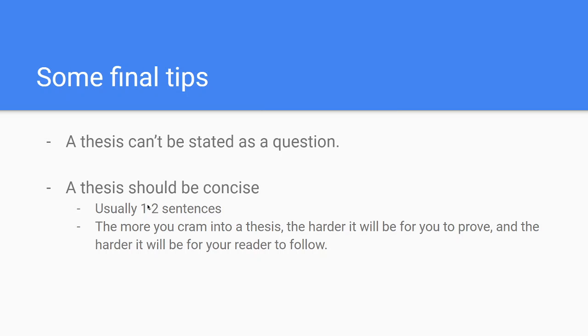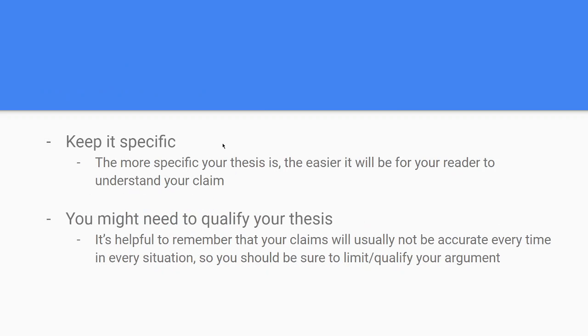When writing a thesis, try to say everything you need to say in one sentence, and then if that sounds too wordy, it sounds too clunky, turn it into 2 sentences. But your thesis should really never be more than 2 sentences, and I think it's best if you try to aim for 1. As I've been harping on a lot, it needs to be specific. The more specific your thesis is, the easier it will be for your readers to understand what you are claiming.